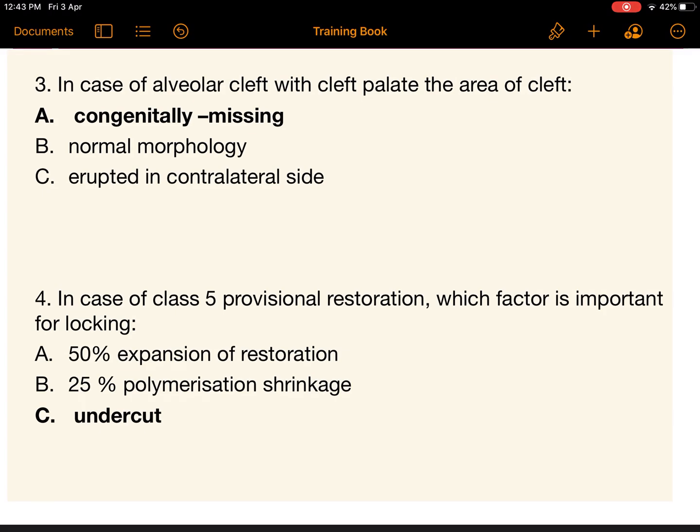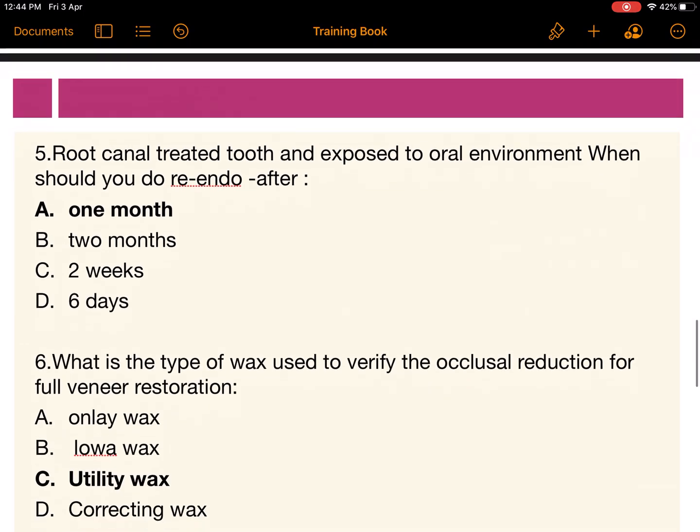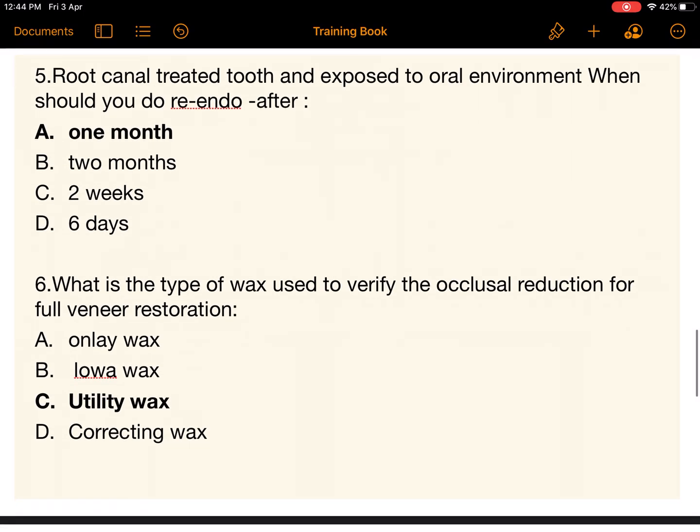In the next one, in case of class 5 provisional restoration, which factor is important for locking? Which one do you think? I feel it is undercut, because undercuts help in locking the restoration in the tooth. So the next question I'm not very sure about. Please go through it and find out if the answer is right. I felt that 1 month would be the right answer.